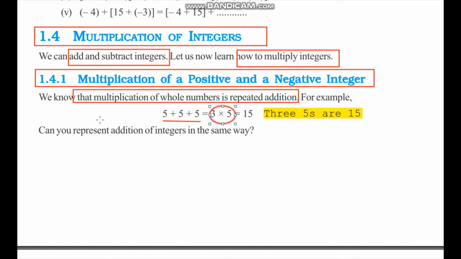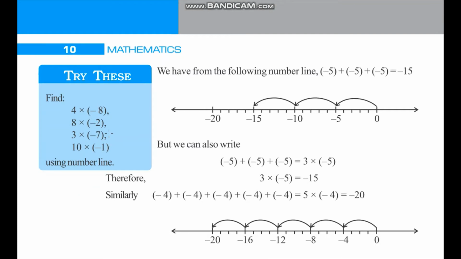Let us see if we can represent the addition of integers in the same way. Consider this example. We have from the following number line minus 5 and it is added 3 times. Okay, so we have minus 5 and we are adding it 3 times. So we start here at 0 and we need to move left by 5 units and we are doing this 3 times. So we end up at minus 5 first, then we go to minus 10 and eventually we go to minus 15. So 3 times minus 5 is equal to minus 15.